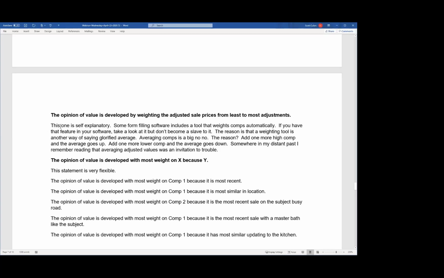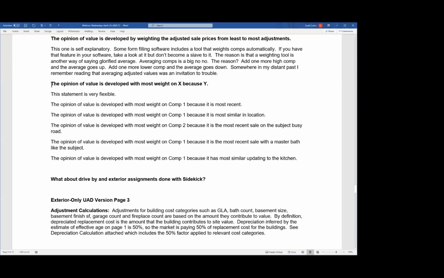And for some reason, I remember from way back that averaging adjusted comps is a huge no-no. I think the reason is that if you add another comp or two on the high end, you'll get a higher average, right? Or if you add a couple more on the small end, you'll get a lower average. So the people that use appraisals don't like the idea of averaging. They want us to think and explain, right? So the second sentence I start with: the opinion of value is developed with most weight on X because Y. And that's flexible, depending on the grid.